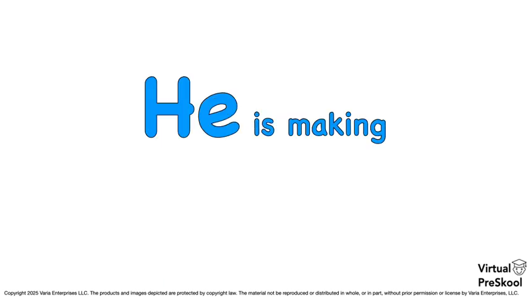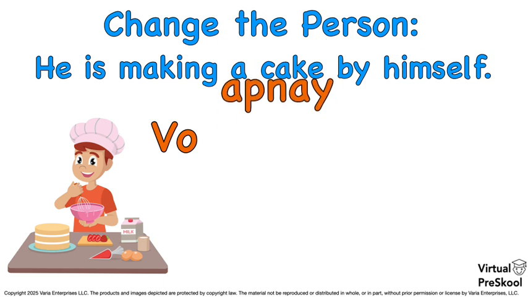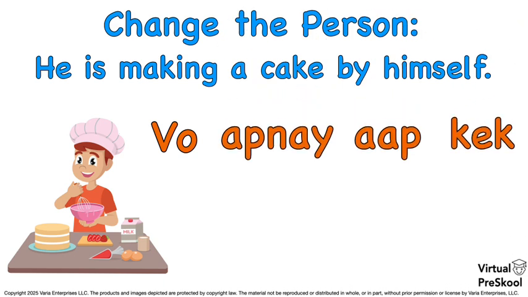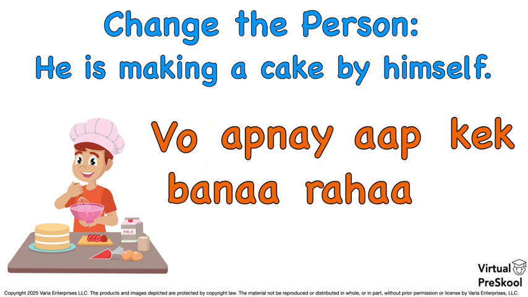All right, so we did you sentences. Now let's do he. He is making a cake by himself. So again, we're going to be using apne aap. So how would we say this sentence in Hindi? वो अपने आप केक बना रहा है.